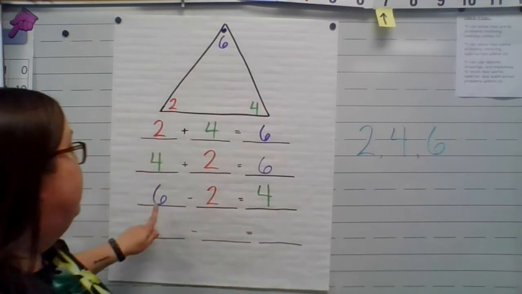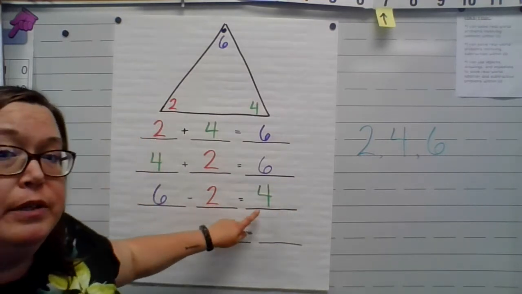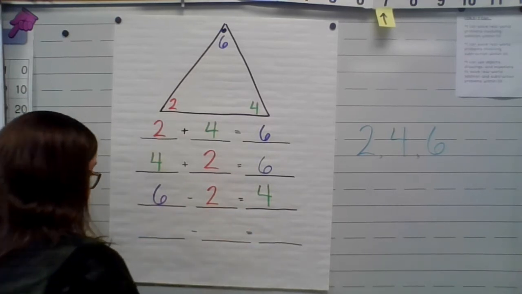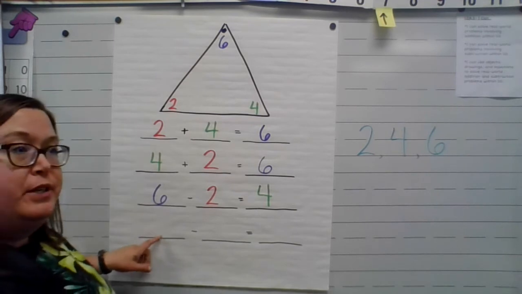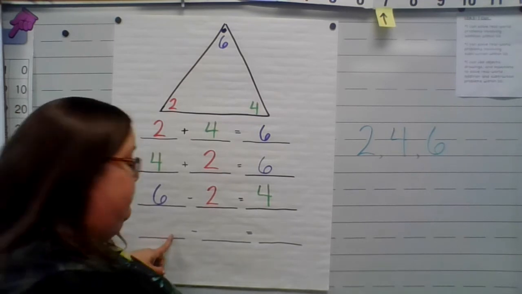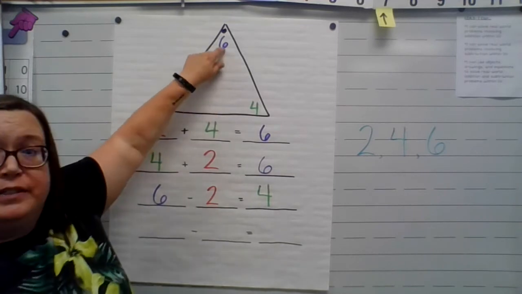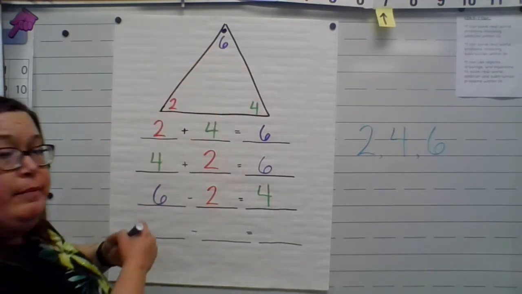So 6 minus 2 equals 4. Good. That leaves us with one more subtraction. We're going to subtract using the biggest number first. We always start with the biggest number.